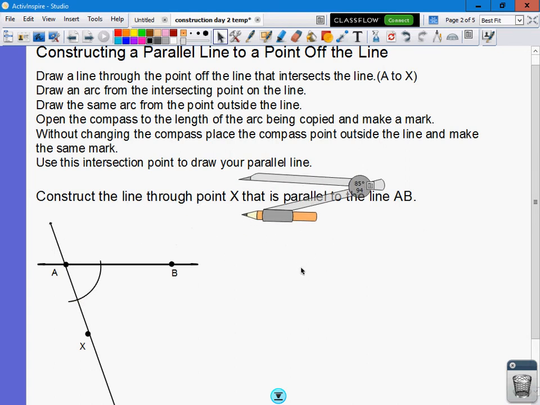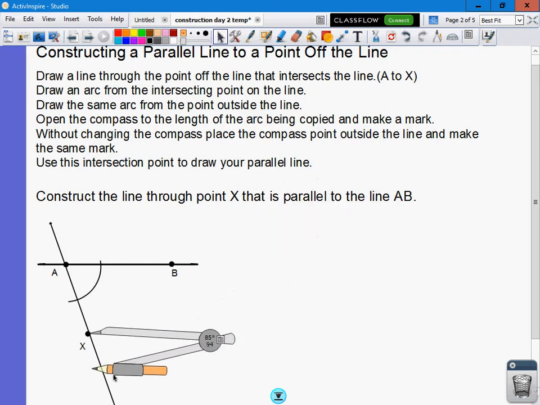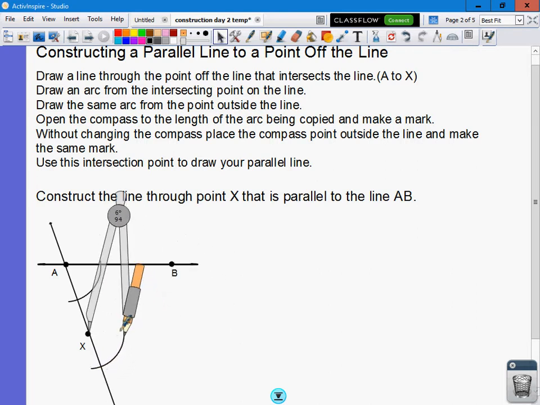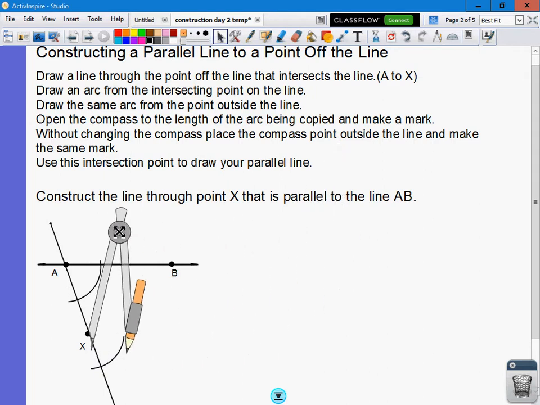Everybody see what I did? Without changing the setting, you're going to move to point X, and you're going to make another arc. Everybody see the two arcs? On point X or beyond point X? I started with my point on X, and I made the arc by using X as the pivot point. You with me?